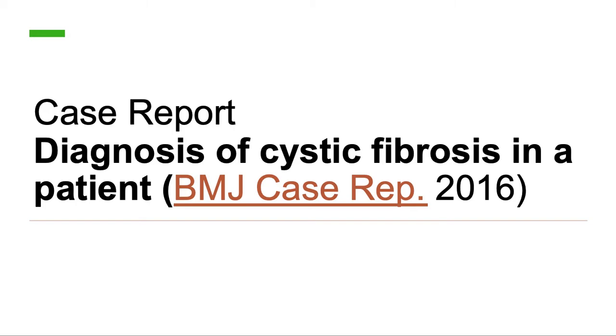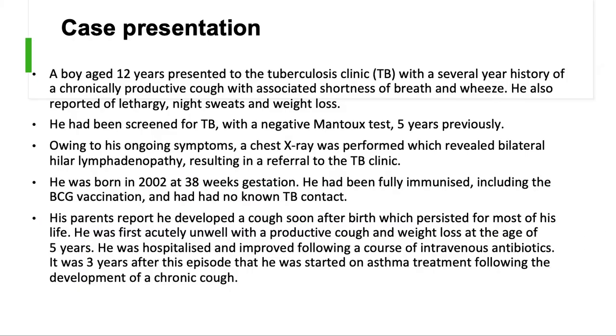His parents reported he developed a cough soon after birth, which persisted for most of his life. He was first acutely unwell with productive cough and weight loss at the age of 5 years, and he was hospitalized and improved following a course of intravenous antibiotics. It was 3 years after the episode that he was started on asthma treatment following the development of a chronic cough. On initial examination at the tuberculosis clinic, his chest was clear on auscultation and he had several small submandibular lymph nodes.